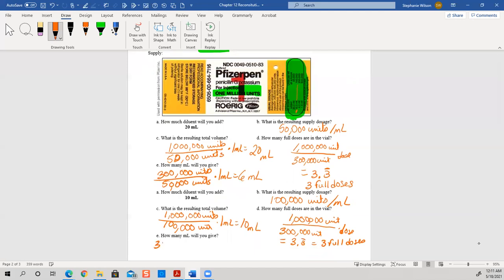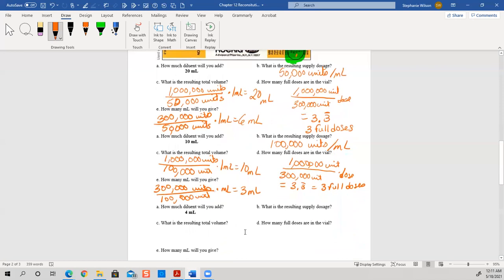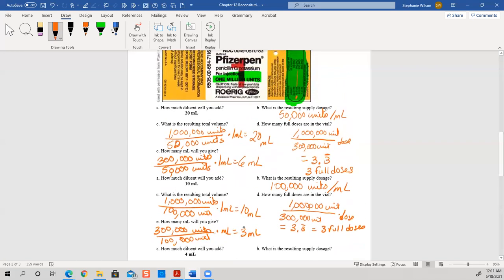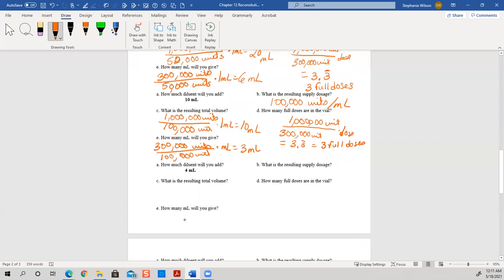So we're going to take the order, and we're going to take our supply, and we're going to administer 3 milliliters. Very good. So let's do 4 milliliters. If we reconstitute 4 milliliters, according to this here, it says we get 250,000 units. Make sure that looks like a comma.